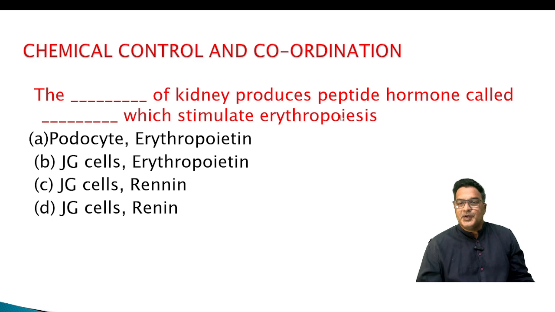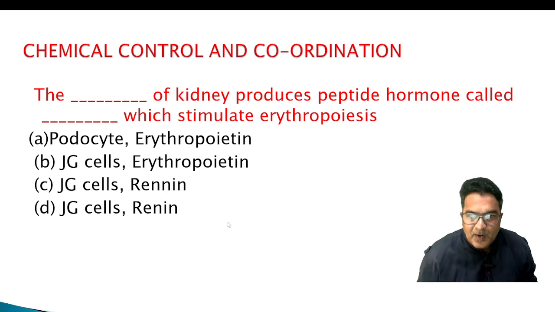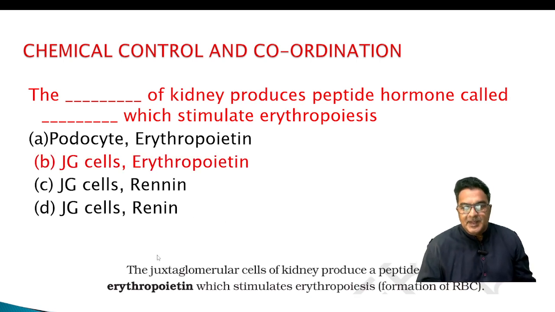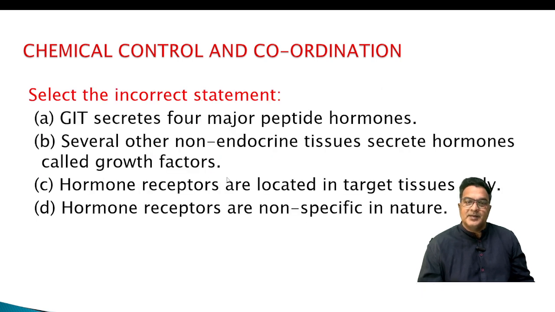The dash of kidney produces a peptide hormone called dash, which stimulates erythropoiesis. Erythropoiesis, which means the production of RBC, is done by a hormone called erythropoietin. We have NCERT lines here. The juxtaglomerular cells of the kidney produce a peptide hormone called erythropoietin, which stimulates erythropoiesis, meaning formation of RBC. So, our answer is juxtaglomerular cells, erythropoietin.